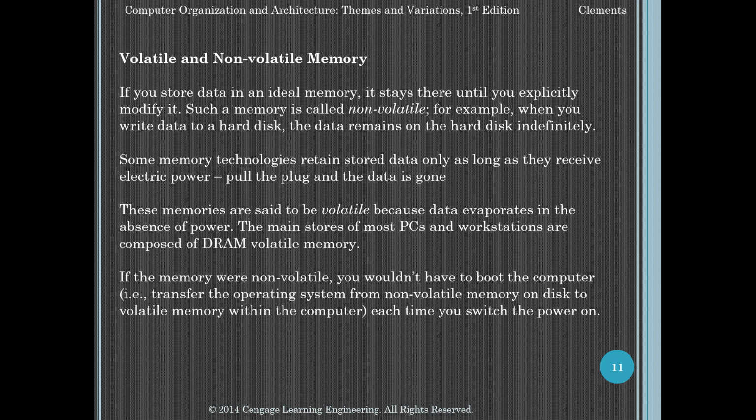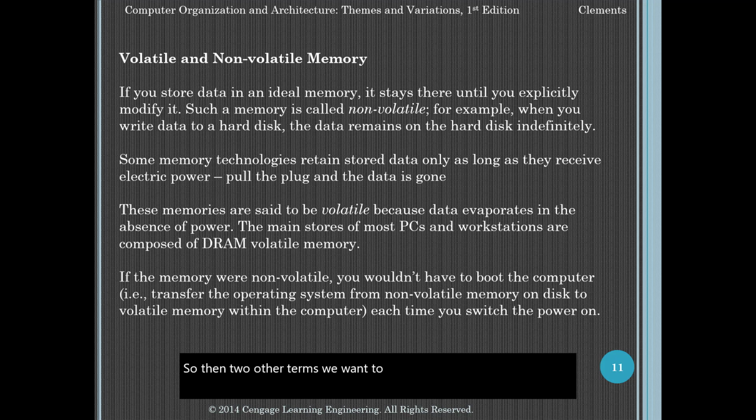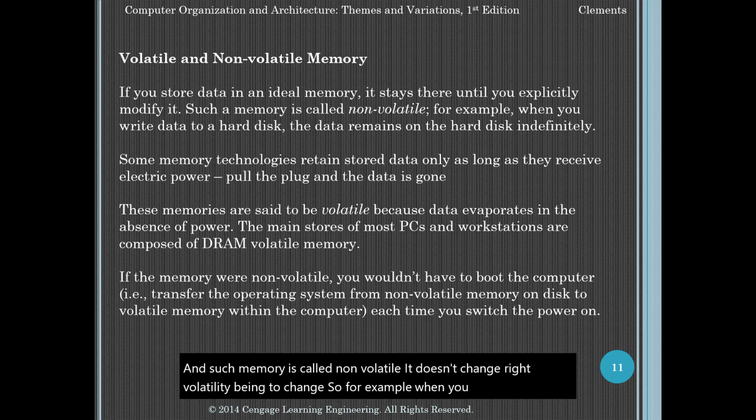So then two other terms we want to compare: volatile and non-volatile memory. If you store data in an ideal memory, ideal being just kind of like best case, it stays there until you explicitly modify it. And such memory is called non-volatile. It doesn't change, right? Volatility being to change. So for example, when you write data on your hard disk, whether that's a solid state drive or a magnetic spinning disk, the data is going to remain on that disk basically indefinitely.